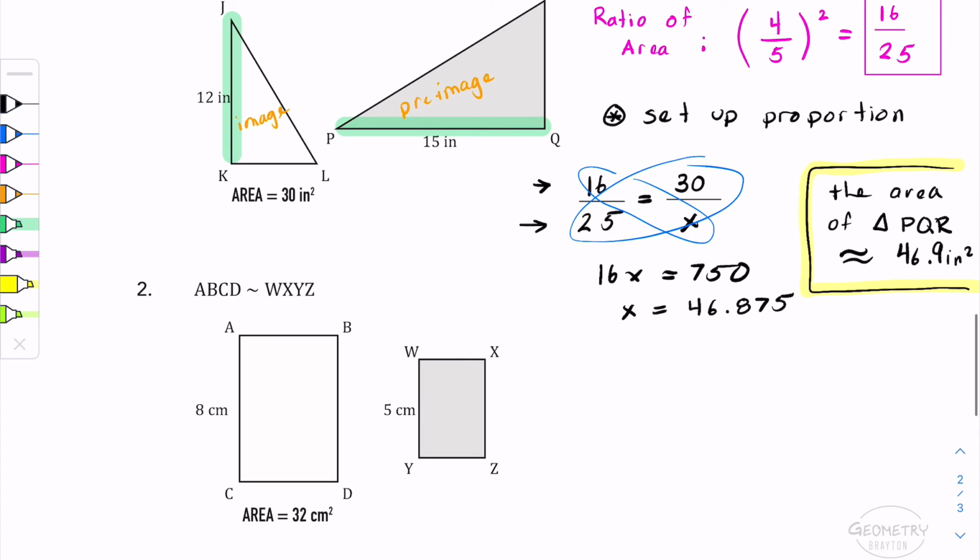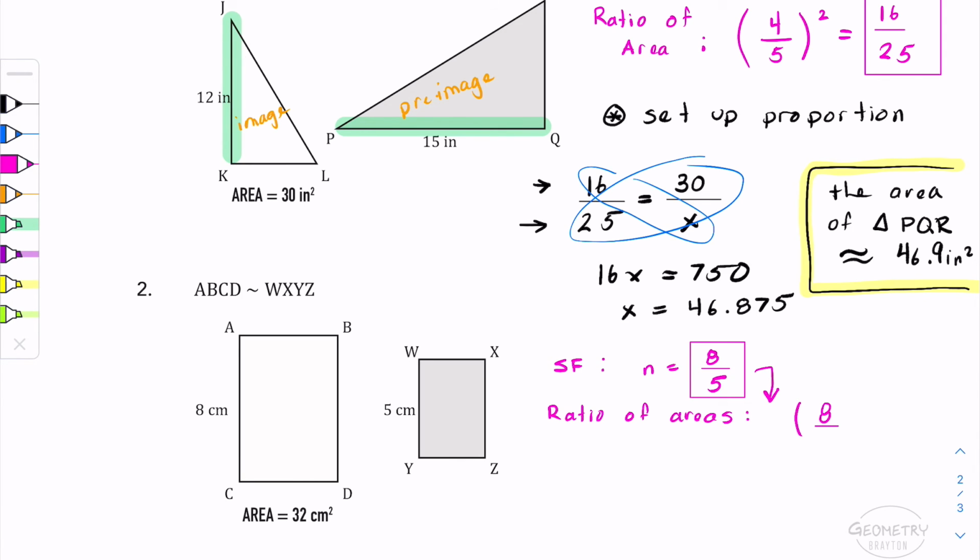Let's repeat the process quickly with number 2. So we're going to do the exact same thing. We're going to start by finding the scale factor. The scale factor we're going to represent with a variable n, and I'm going to use the first figure of 8 divided by 5. So 8 over 5 is my scale factor. Next, I'm finding the ratio of the areas, which we use the scale factor for. So we take 8 over 5, we square this. This is equal to 64 over 25. And that is the ratio of areas.